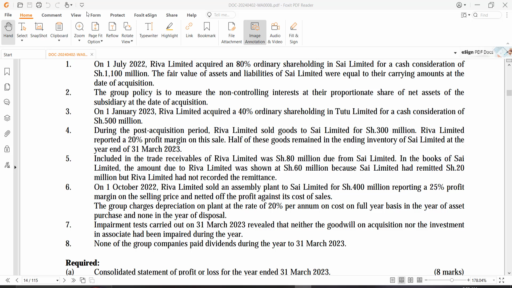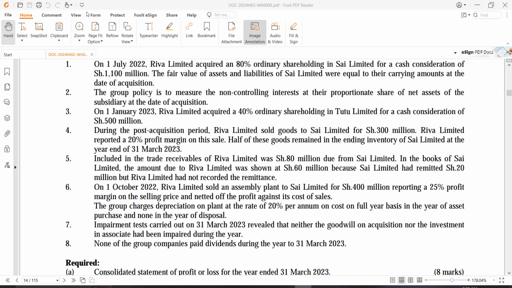So just from that information, one thing you need to be keen on is the date. Remember, on 1st July 2022, this means that the company was acquired within the year and 80% makes SAI Limited a subsidiary. And 1,100 million will be our purchase consideration.